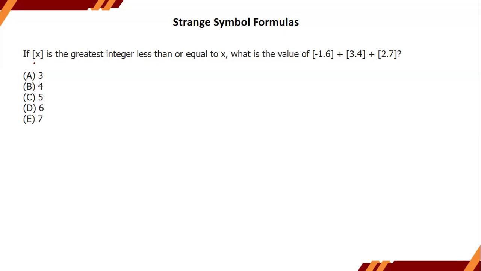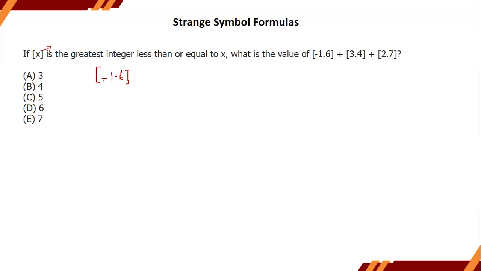So if symbol x is the greatest integer less than or equal to x, what is the value of symbol of minus 1.6 plus symbol of 3.4 plus symbol of 2.7, right? So in order to solve this question, again, we will apply the steps of whatever is given to us, or whatever is defined by this symbol here, right?